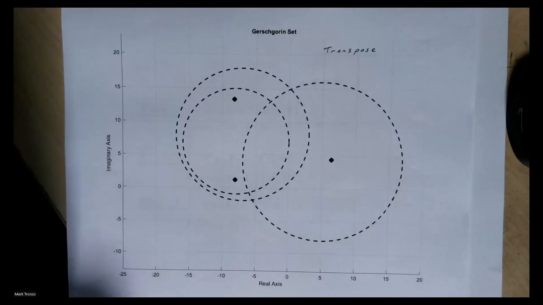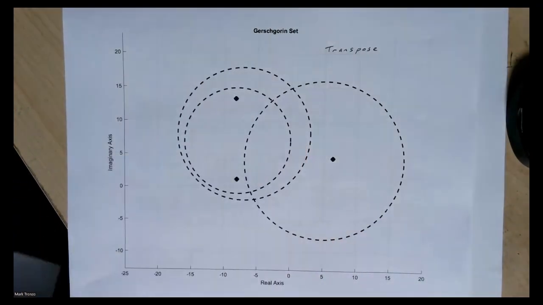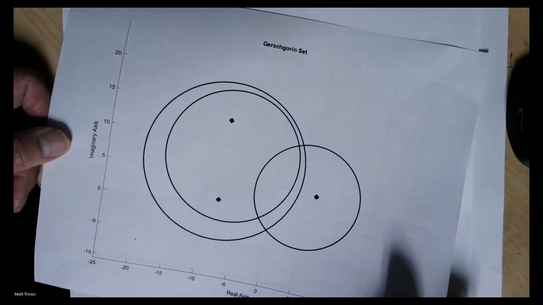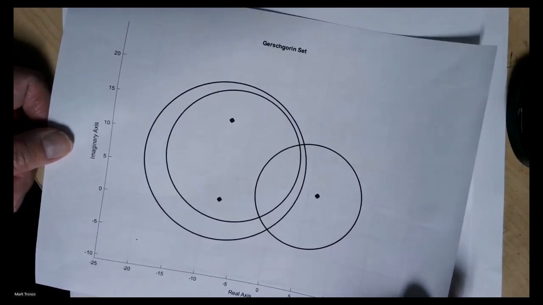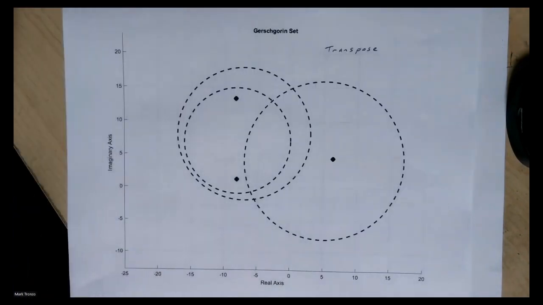And now it's important to keep in mind, this set contains all the eigenvalues, and this set contains all the eigenvalues. So if we could intersect those two sets, we would get a smaller set that includes the eigenvalues.